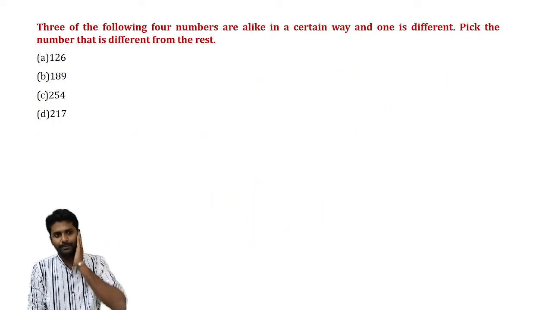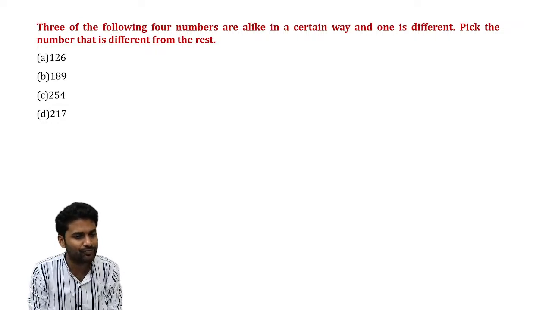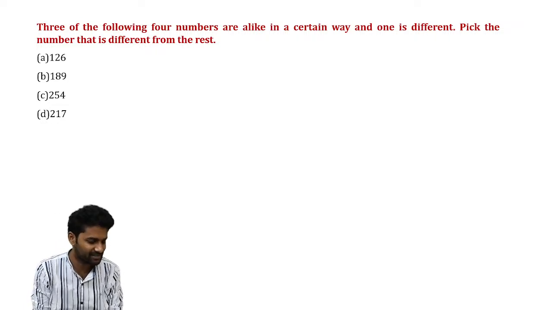Let's move on to the next question. Pick the odd one out here. The numbers are 126, 189, 254, and 217.